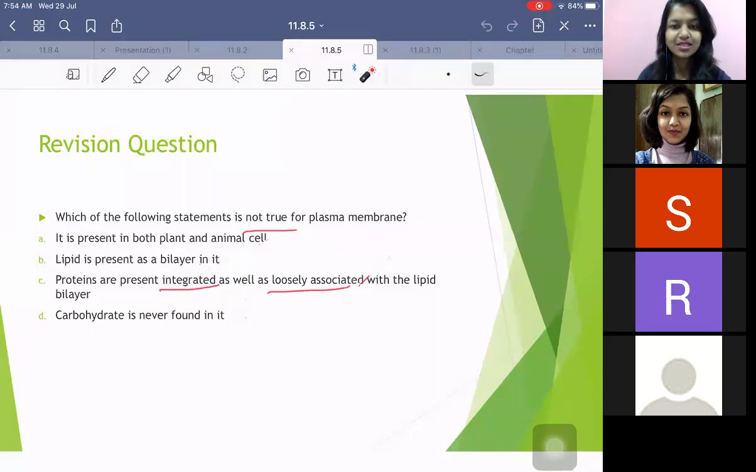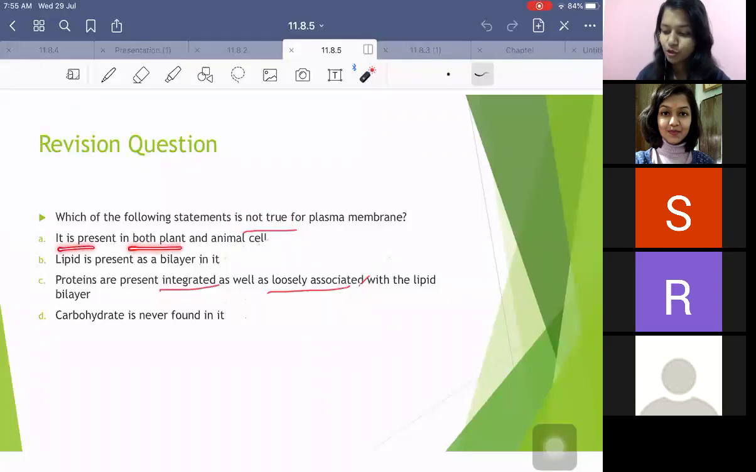I have launched a poll on the screen. I hope you can see it. Answer it. Which of the following statements is not true for the plasma membrane? As you see these terms, you should immediately think of this. If it was a hard copy, you should have underlined this so that you don't get confused. Not true. Which one is not true?